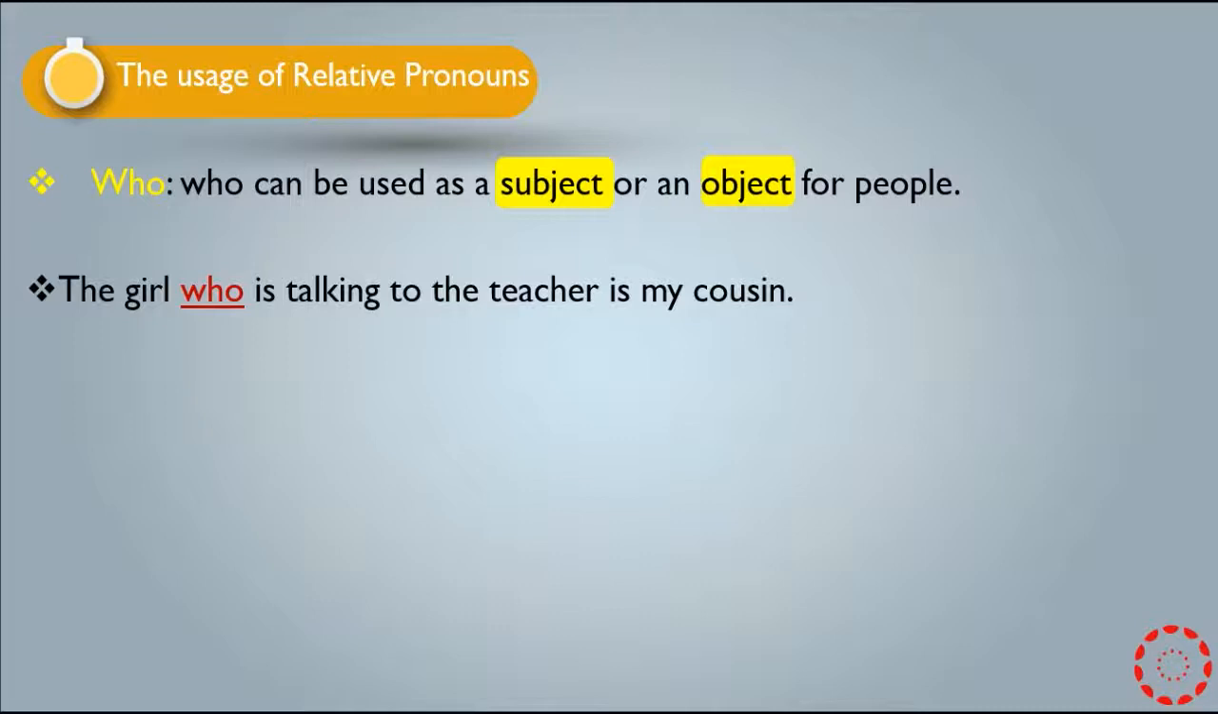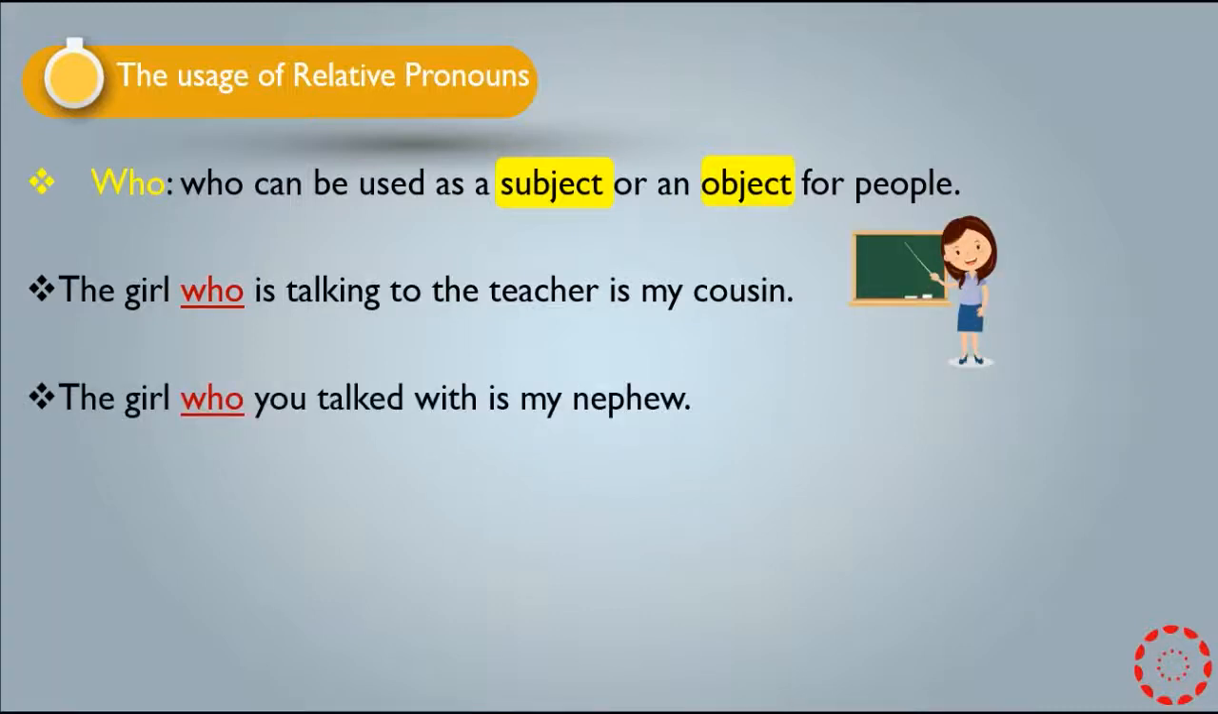Okay. Another example: the girl who you talk with is my nephew. Again, look, why do I use who? Because we have the girl, which is a person. And because who comes in the middle of the sentence, it means I used it as an object.